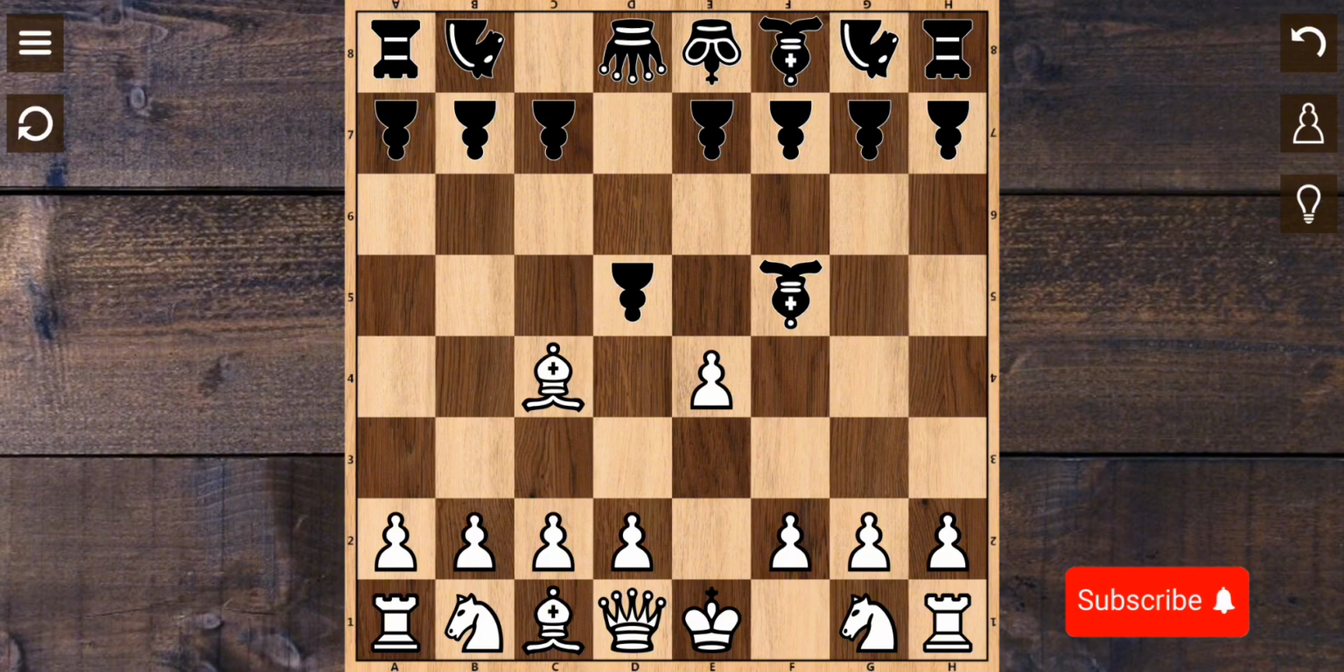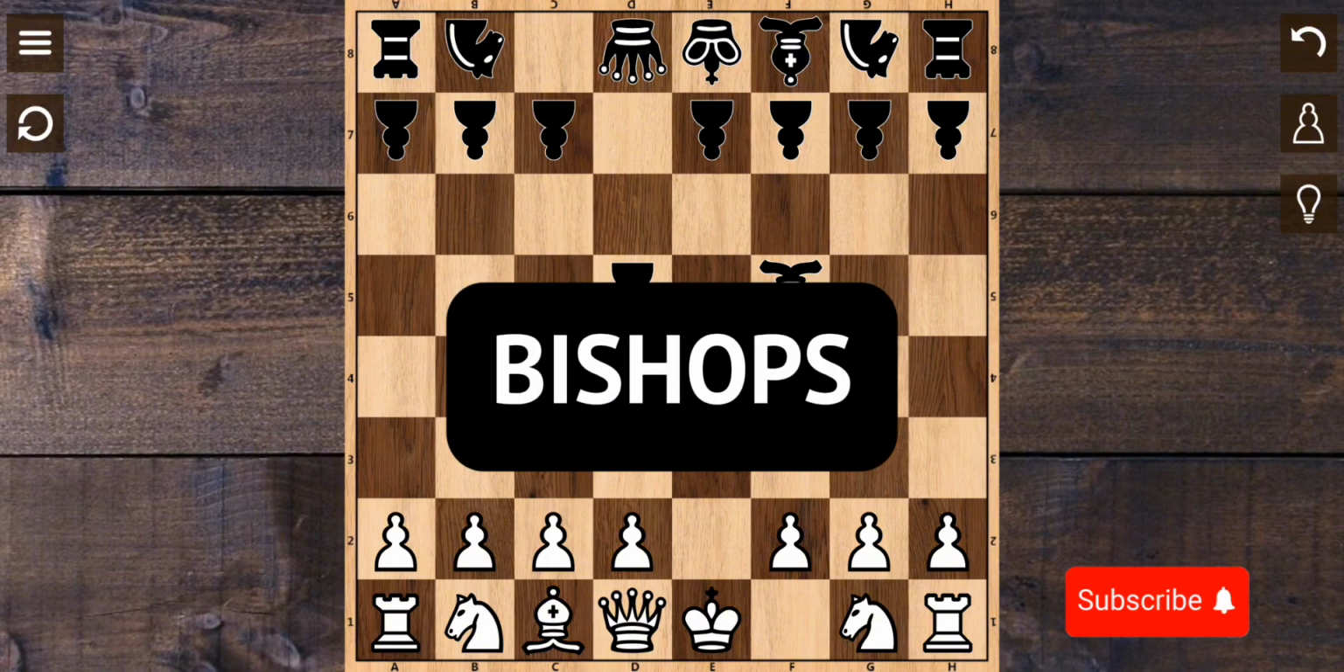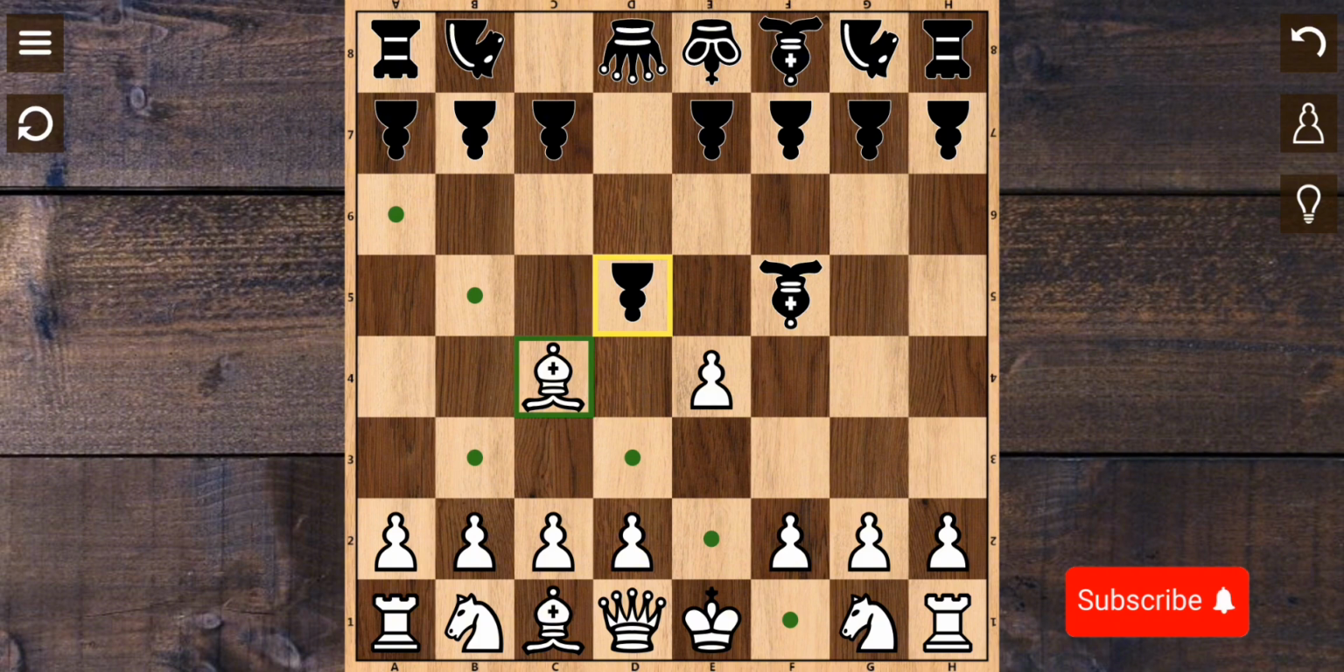Let us talk about bishops. Bishops move a series of squares diagonally, forming an X shape. They capture the opponent's pieces which are along their path, and they don't have any special move.